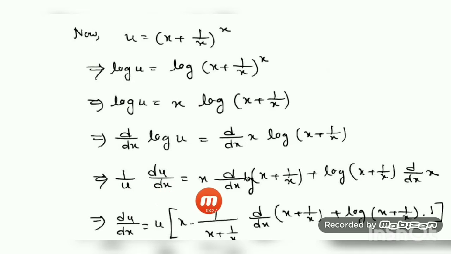Now go to the right side. Here on the right side, you see this is the product of two functions of x. So you are going to use the u into v rule, that is, the product rule. The rule is u d/dx of v plus v d/dx of u. So your u is x. So x times d/dx of v, which is log(x + 1/x), plus log(x + 1/x), which is your v, times d/dx of u. Okay, so this line is completed.